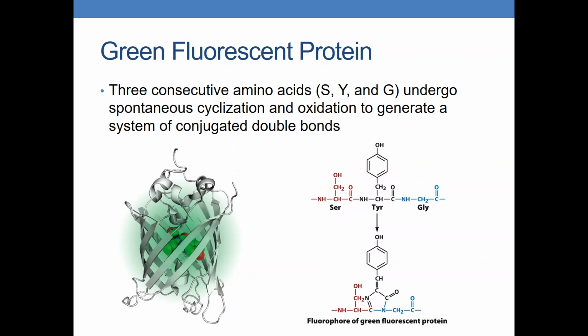Well, there are three amino acids, serine, tyrosine, and glycine, that are directly next to one another in sequence. So if I write out the sequence of the protein from end to end, you'll find a serine, a tyrosine, and a glycine directly adjacent to one another. This is interesting because these three consecutive amino acids wind up undergoing a spontaneous cyclization reaction followed by oxidation to generate this.